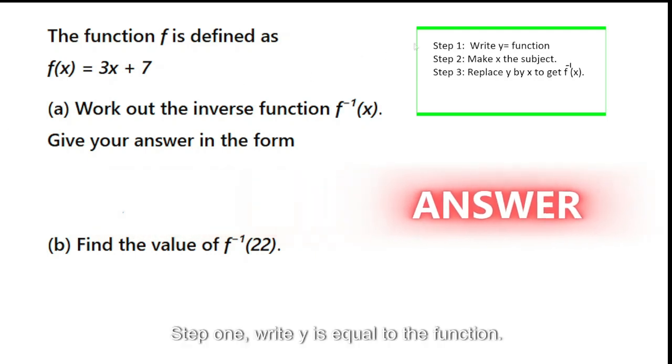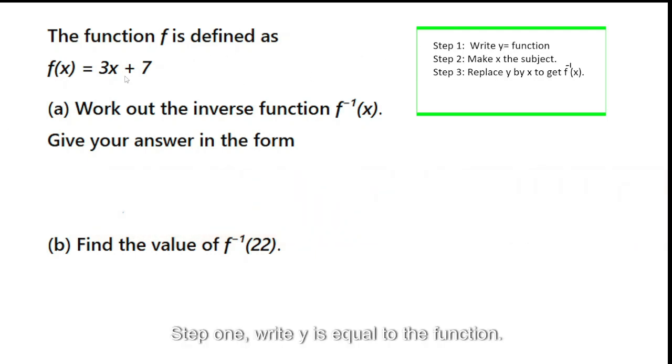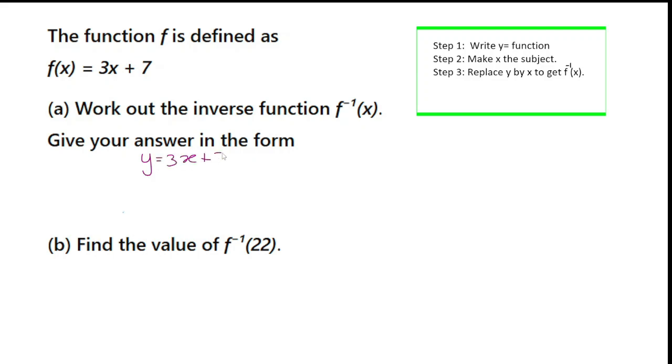Now, step 1, write y is equal to the function. So let's do that. y is equal to 3x add 7. Make x the subject. Okay, move the 7 to this side. y take away 7 is equal to 3x. Divide by 3, divide by 3, cross them out.